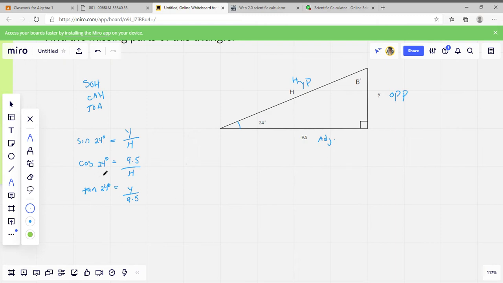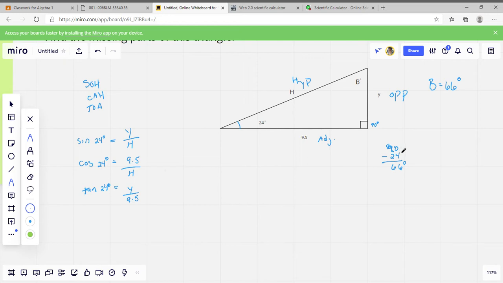Alright, to solve for B is actually really easy because we know that we have 90 degrees right here and 24 degrees right there. So 180 minus 90 would be another 90. And we're going to subtract our 24 because all of the angles have to equal 180. And so that would be 66 degrees. So we've got B right off the bat. B equals 66 degrees.